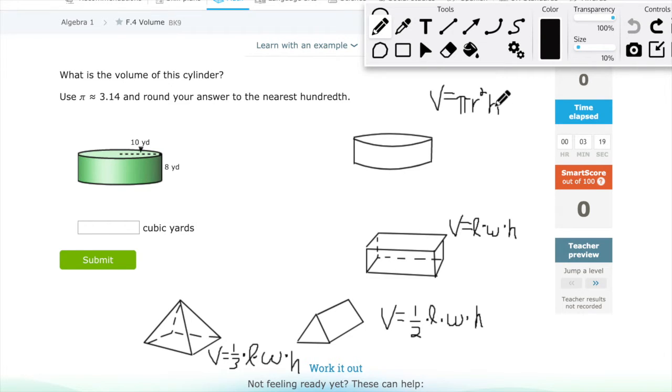When I plug that all in, I'm going to get 2,512. And again, kind of like the last couple, oops, typo there, it gives you the units. These are cubic yards because we're in 3D. So cubic kind of translates to 3, and we're in 3D.